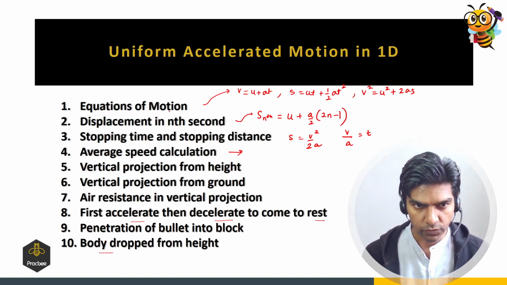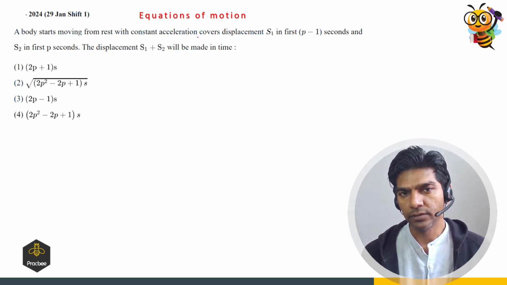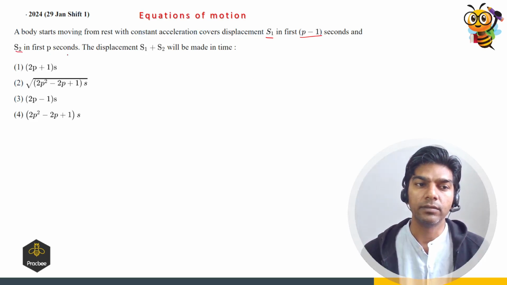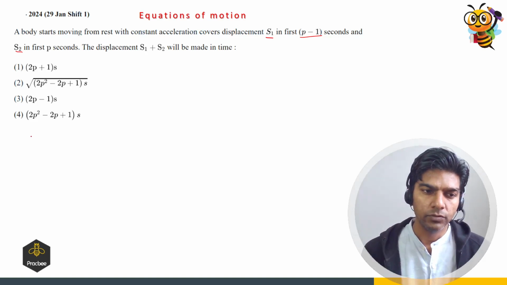Let us see the very first one, equation of motion. A body starts moving from rest with a constant acceleration, covers displacement s1 in first p minus 1 seconds and s2 in first p seconds. The displacement s1 plus s2 will be made in what time? Okay, right. So we have given the displacement s1.